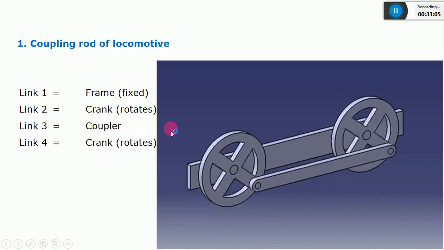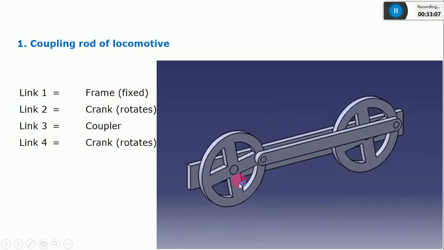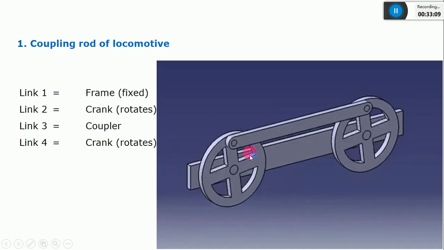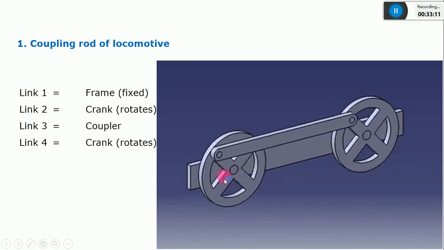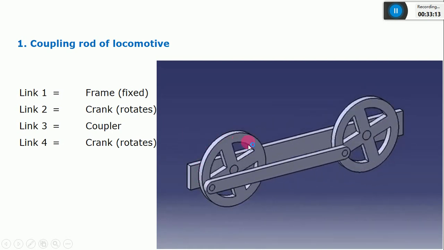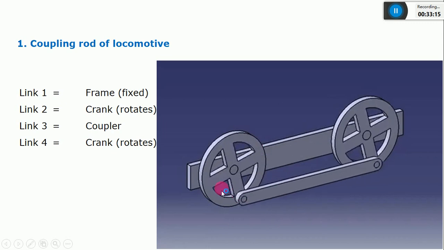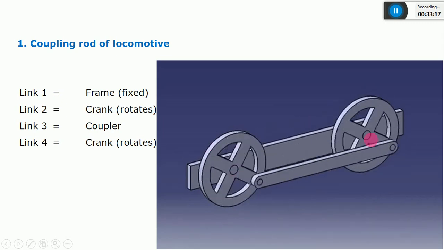Okay, it means you can say that if you are going to connect a motor to this first wheel, you can transfer the rotary motion from this point to this point, correct?